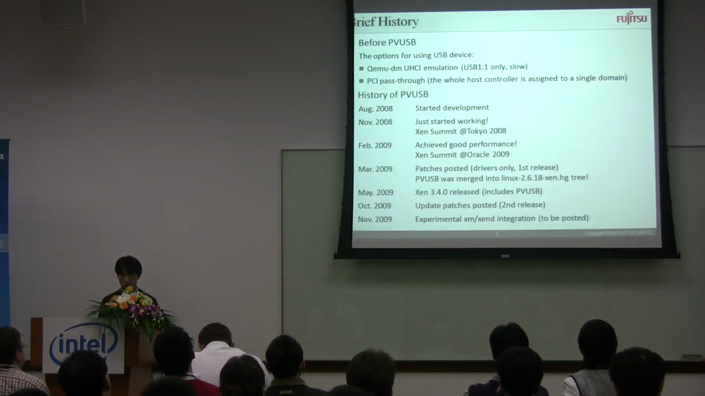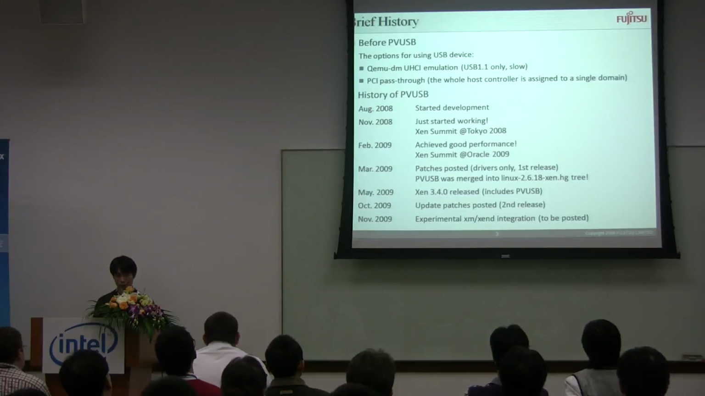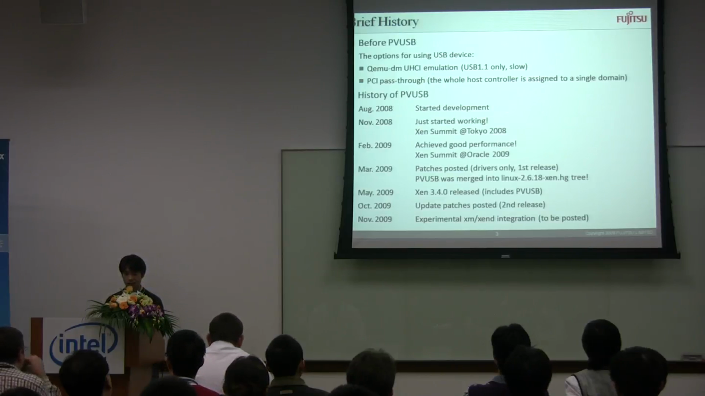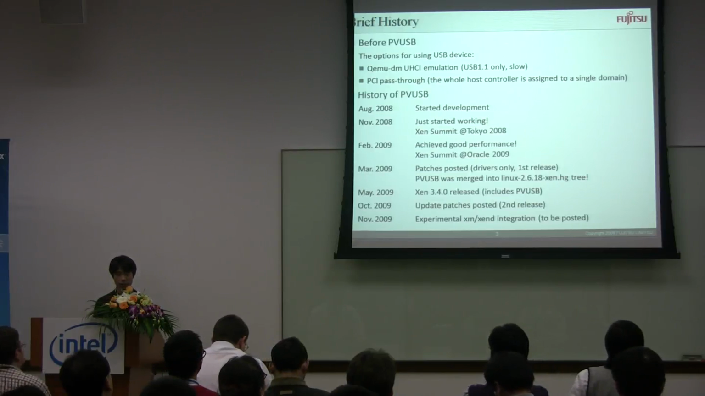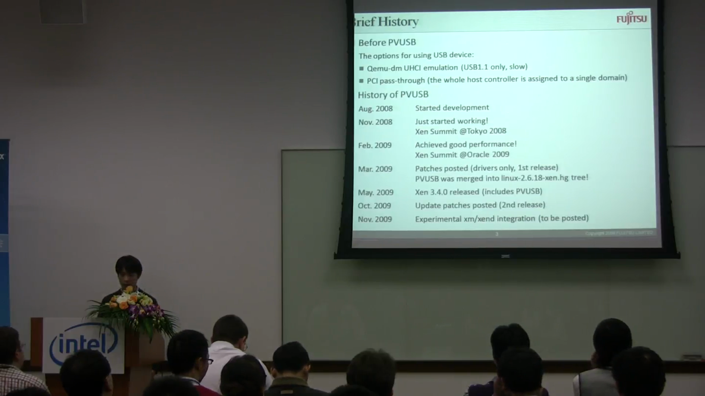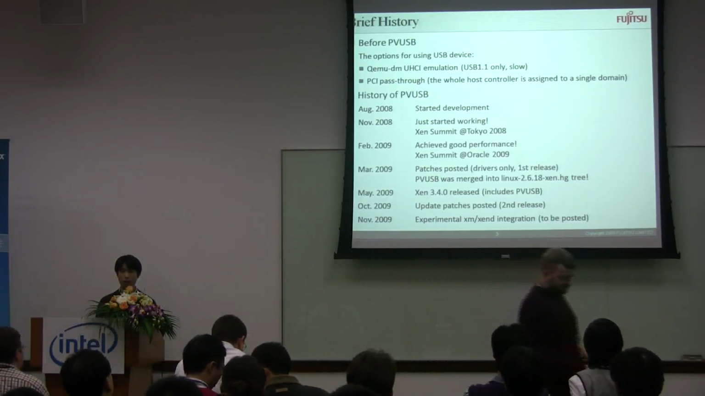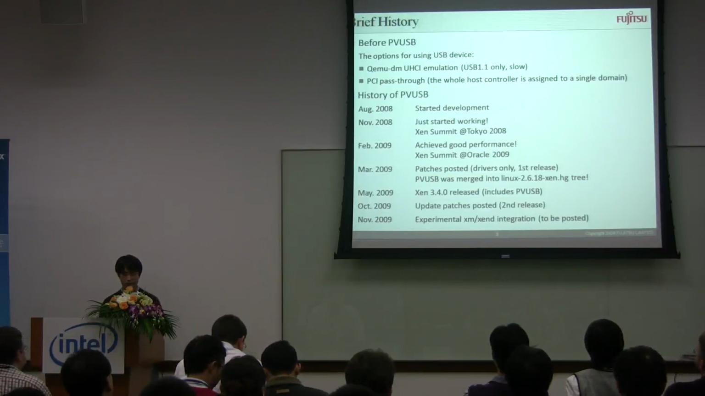Here's our history. At the summit in Tokyo last November, we reported PVUSB had just started working. At the time of the previous summit at Oracle, this June, PVUSB had achieved good performance, over 30 megabytes per second. After the summit, we fixed some critical issues and posted it as a first release. Then, PVUSB was merged into the development tree and has been included in 3.4. After that, we posted the update patches, the second release, and we are going to post the extended patch soon. Today, I will talk about these new extended tools and the key changes of the second release.